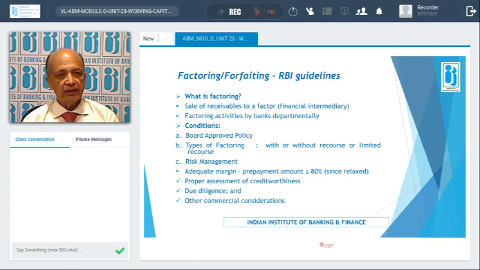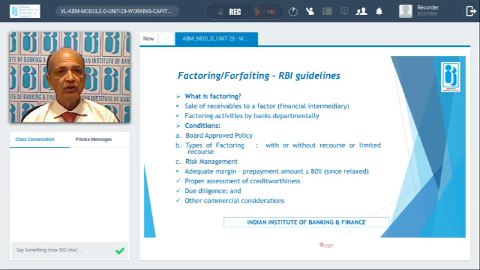So second criteria would be, factoring can be of 3 types. It may be with recourse, without recourse, or limited recourse. This is a very special feature. In the trusts we discussed earlier, it should be without recourse to the seller, MSMEs. But here it may be with recourse, without recourse, or on a limited recourse basis.